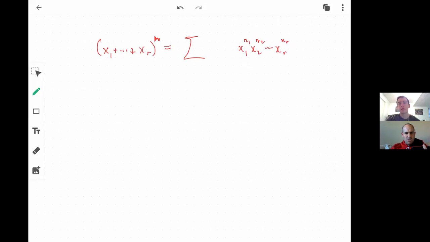Where what has to be true about those n's? N sub i has to be greater than or equal to 0, and they all add up to n. Yeah, they have to add up to n, and the n sub i's have to all be greater than or equal to 0. So this is a massive sum, right? It's actually an r-fold sum. That's intense. But what's the number that goes in front of these?